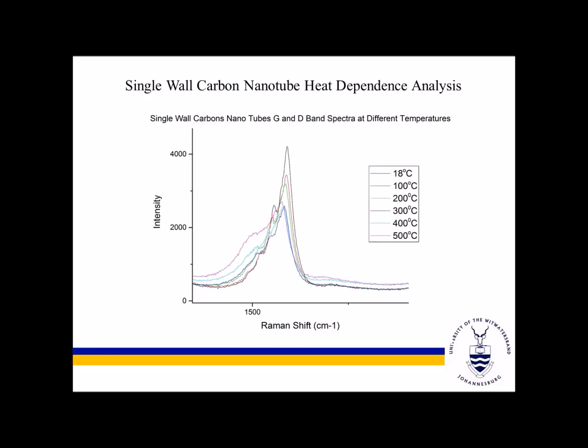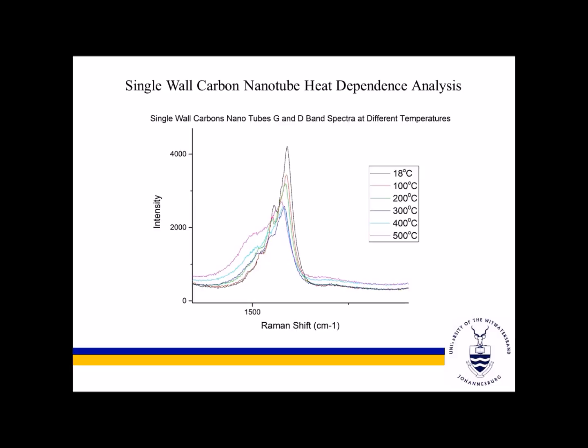We now look at a zoomed-in image of the D band. We see as temperature increases, the full width at half maximums start to increase. This indicates the presence of an increasing amount of free electrons within the system, proving that the single-wall carbon nanotubes are becoming more conductive as temperature increases.